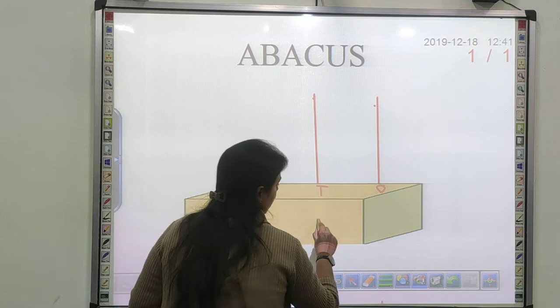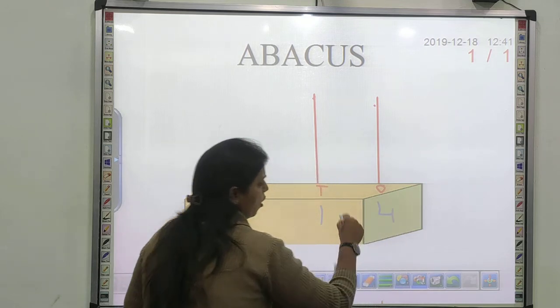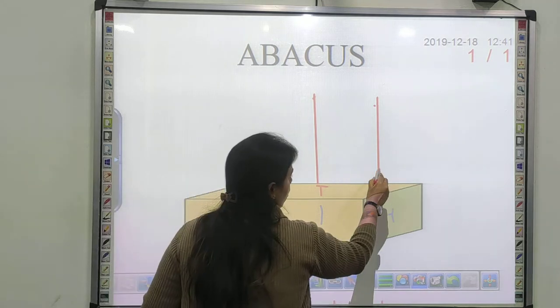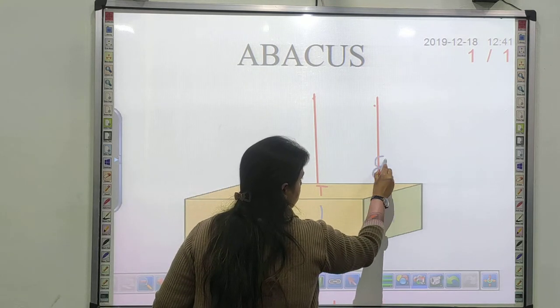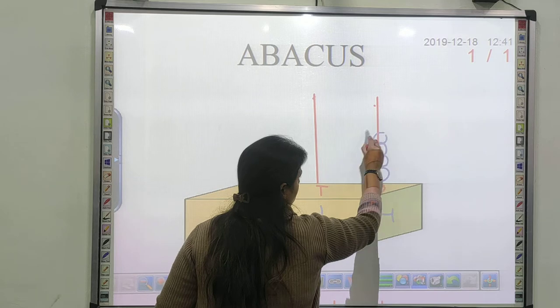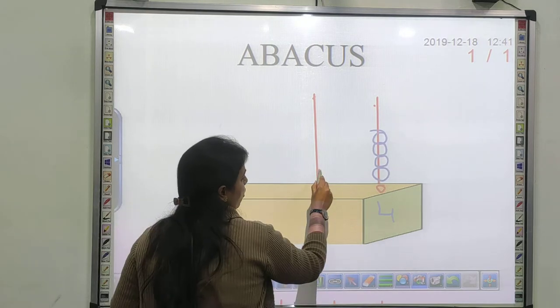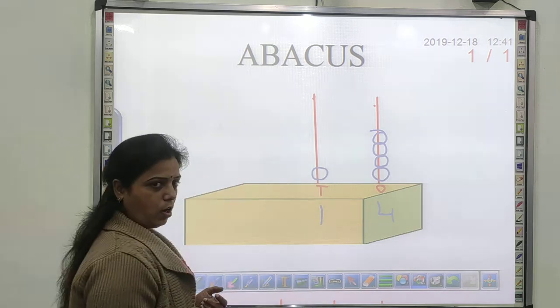Like, suppose we have to draw 14. How will you draw 14 on the Abacus? आपको 4 beads दिखानी है. 1, 2, 3, 4. Tens की place में आपको one, only one piece दिखानी है, okay?